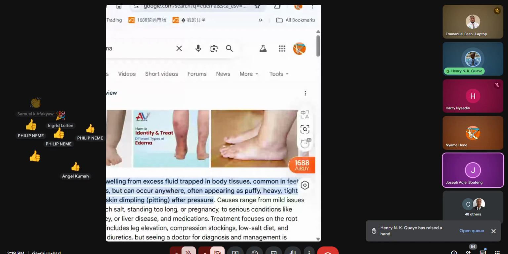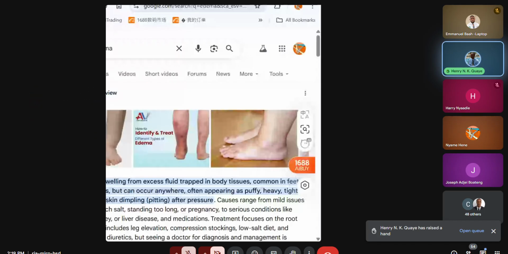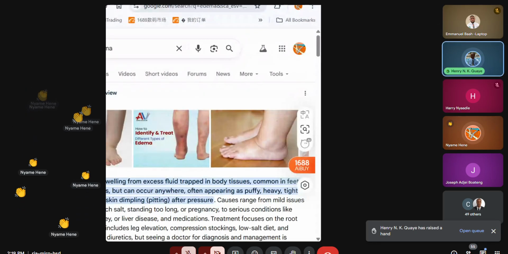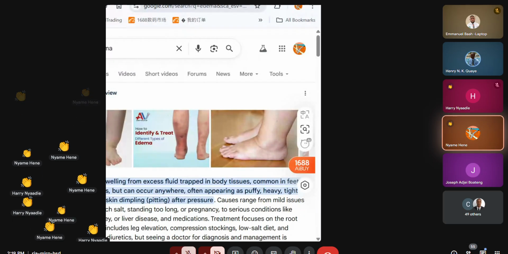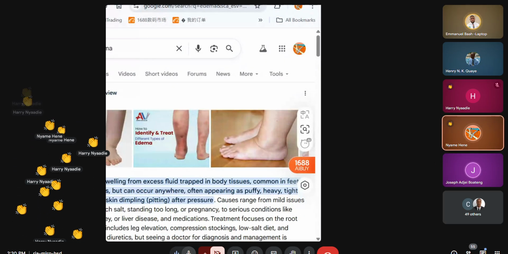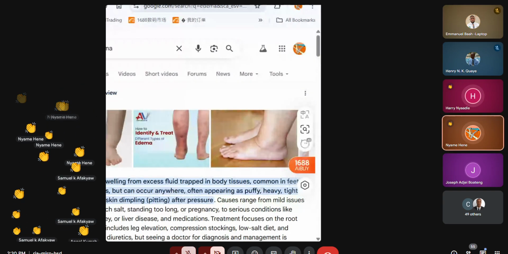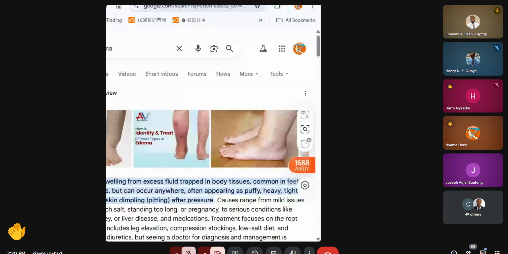I think when there is a lymphatic blockage, the lymph nodes or vessels cannot drain fluid properly, and it also results in edema, from infection or cancer. Give him a manual one.